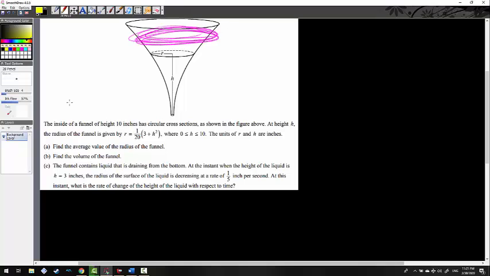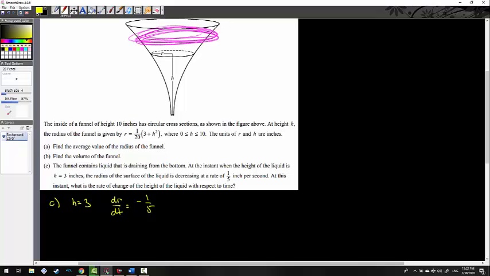For part C, it says the funnel contains liquid that is draining from the bottom. At the instant when the height of the liquid is 3 inches, so when h equals 3, the radius of the surface of the liquid is decreasing at a rate of 1/5 inch per second. This sounds like a related rate problem. Since we're decreasing at 1/5 inch per second, our 1/5 will be negative. At this instant, what is the rate of change in the height of the liquid with respect to time?